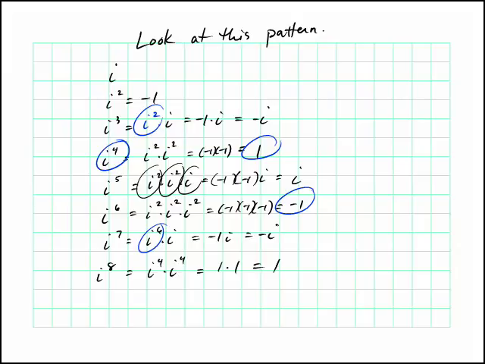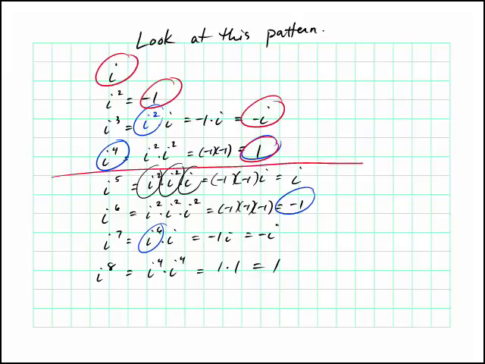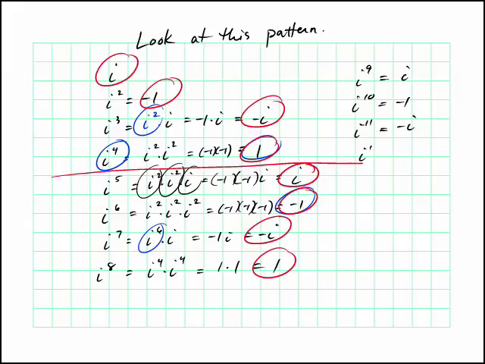Now there's actually a pattern to this. The pattern is, it goes i, negative 1, negative i, 1, and then it repeats the pattern. i, negative 1, negative i, 1. And so if I were to keep going, i to the 9th would be i, i to the 10th would be negative 1, i to the 11th would be negative i, and i to the 12th would be 1. It keeps repeating this pattern. i, negative 1, negative i, 1.